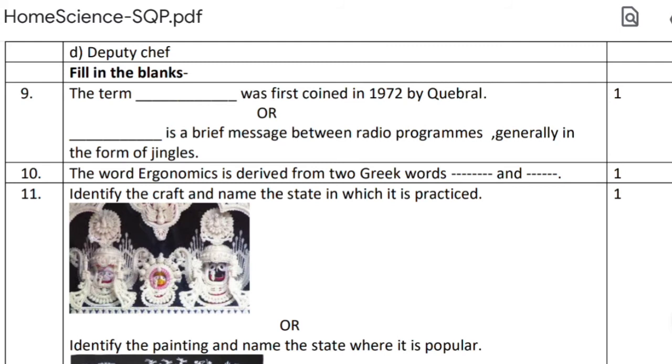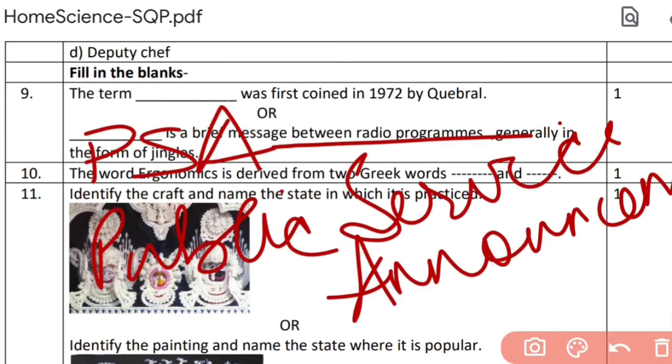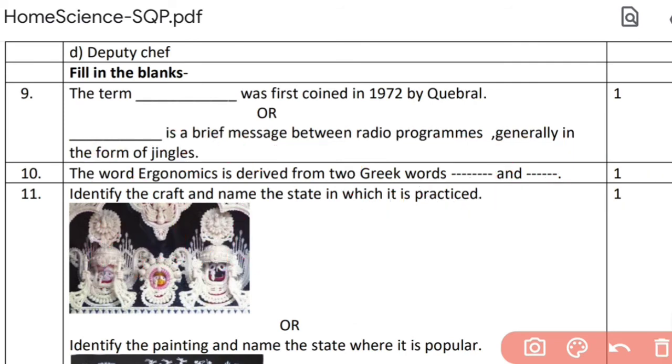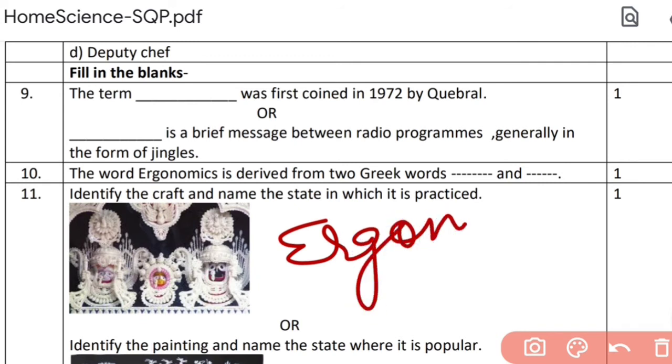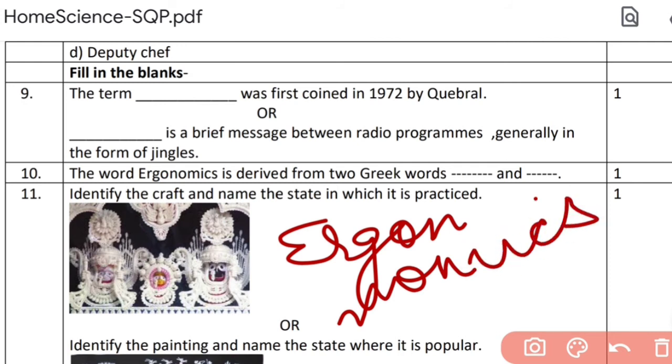Now the 10th question: the word ergonomics is derived from two words, dash and dash. What are the two words? Ergonomics is made of two words. The first will be very clear from the name, ergon, and the next is nomics. You can easily identify nomics. Yeh to economics, and in many other sciences, it is nomics.